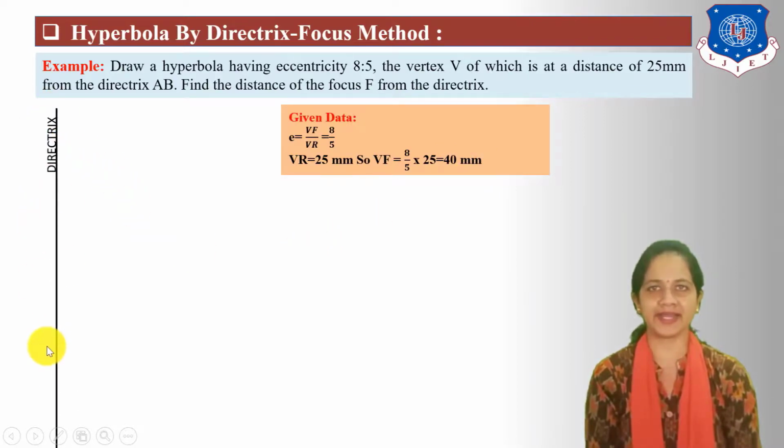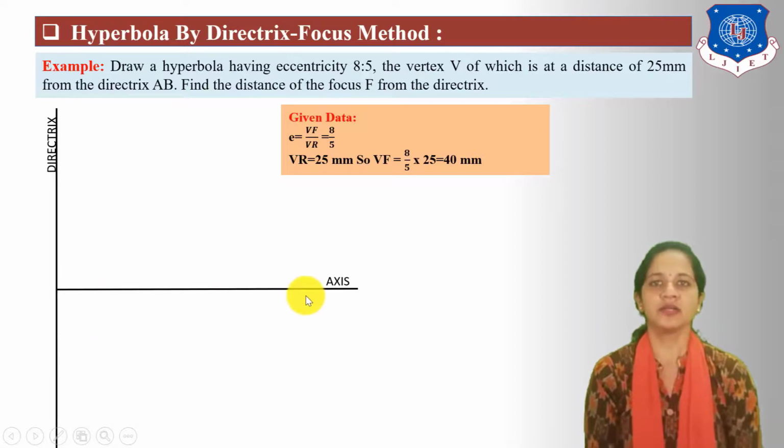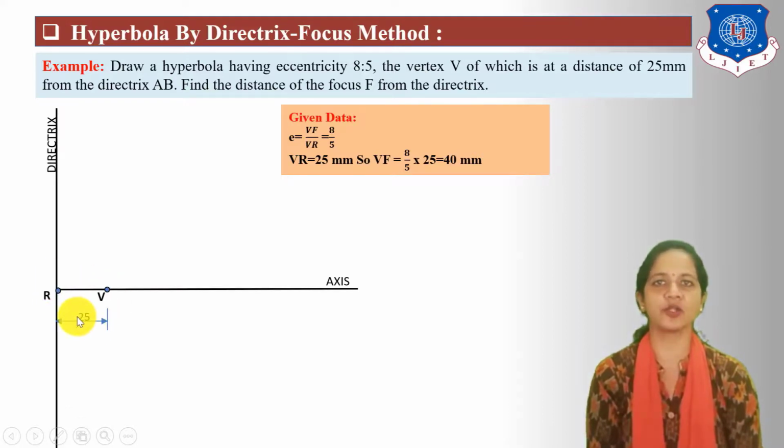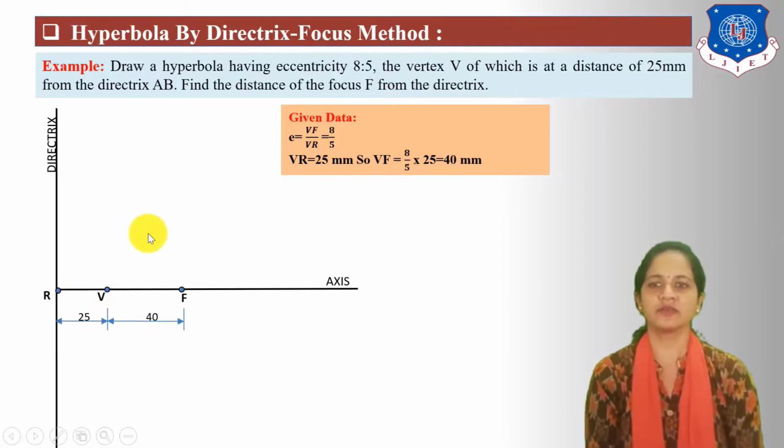First, draw a vertical directrix. Next, draw a horizontal axis which is perpendicular to directrix. At the intersecting point of directrix and axis, mark R point. Next, mark V point. Distance between directrix to vertex is given 25 mm or 2.5 cm. Next, mark focus point. Distance between vertex to focus point is 40 mm or 4 cm. Next, draw a vertical line from vertex point.